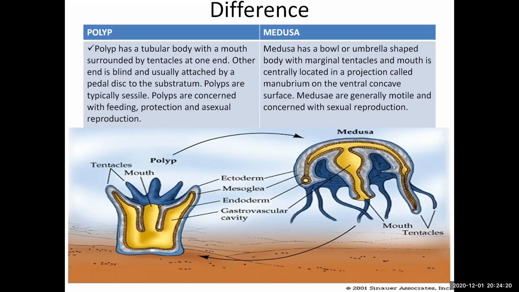So we come to the description of medusa. Medusa has a bowl or umbrella shaped body with marginal tentacles. The mouth is centrally located in a projection called manubrium on the ventral concave surface. Medusae are generally motile, while polyps were sessile, and they are concerned with sexual reproduction. Again, the medusa will reproduce sexually if the polyp form is present in the life cycle. If the polyp form is absent, as in the life cycle of jellyfish or Aurelia, medusa will reproduce sexually as well as asexually.